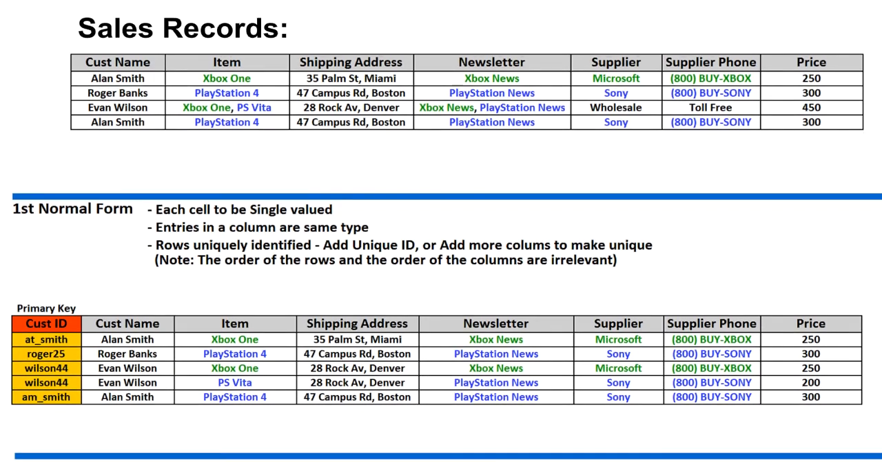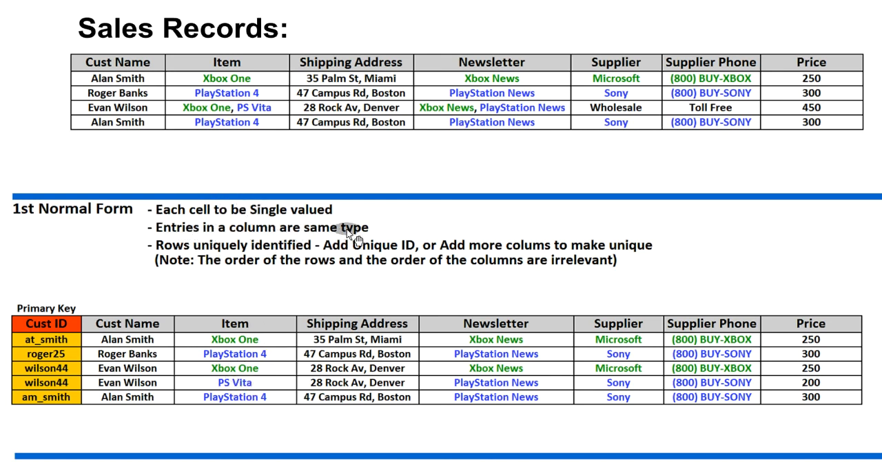So this is the table in first normal form. Each cell is single valued. So for Evan Wilson, these two items were separated out into two separate rows, one for Xbox One and one for PlayStation Vita. Notice this had 4 rows, and this now has 5, because he made 2 purchases in one transaction. So that takes care of that.